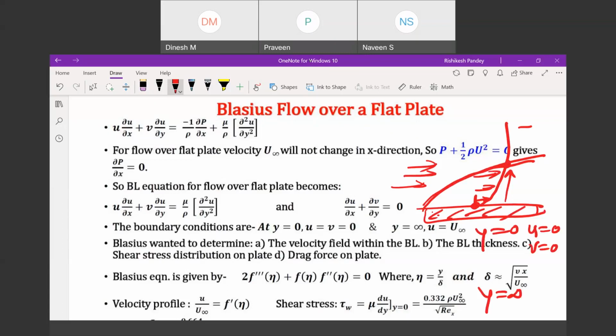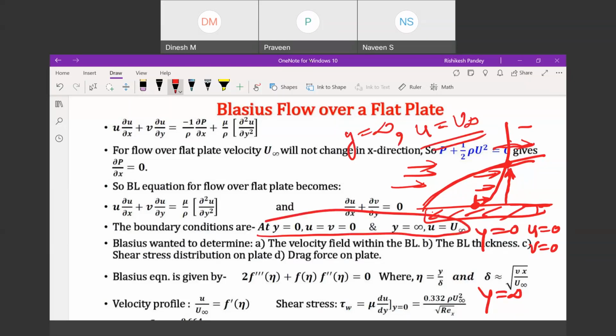Now, why are we calling it infinity? Because it is very far away from your plate. That's what we assume. It's not like infinity means a very large number. Infinity means it is away from your plate. That's all. It is very far away from the plate. Far away from the plate, if you are going, you are getting which region? Inviscid region, where y is infinity, u is u infinity, the free stream velocity. So these two boundary conditions he has used. You can note the boundary conditions, you can remember them.